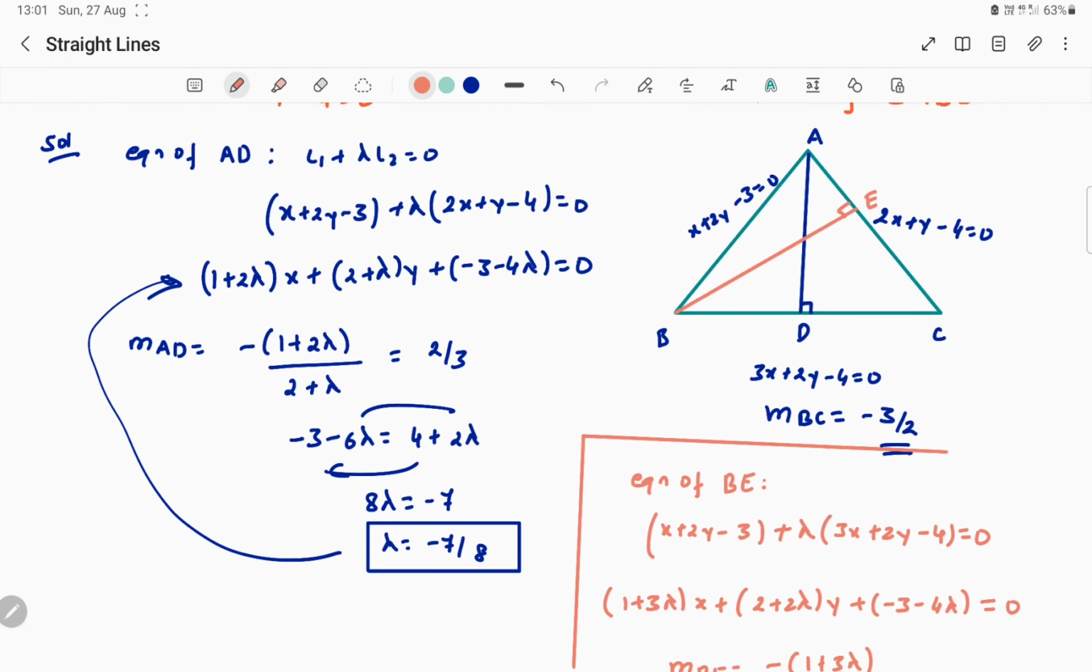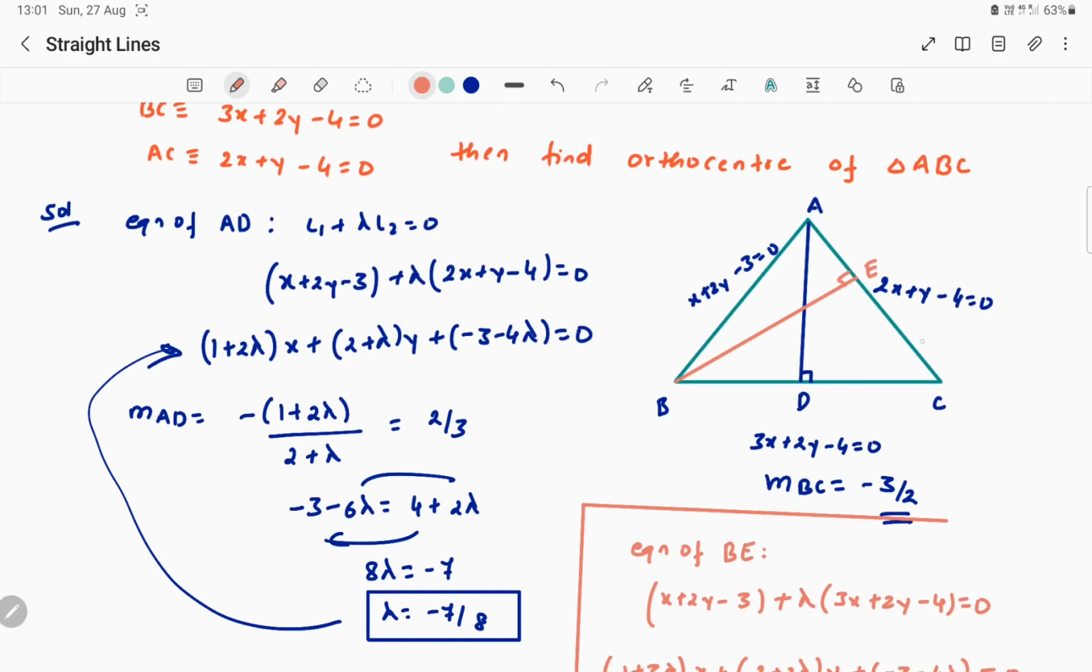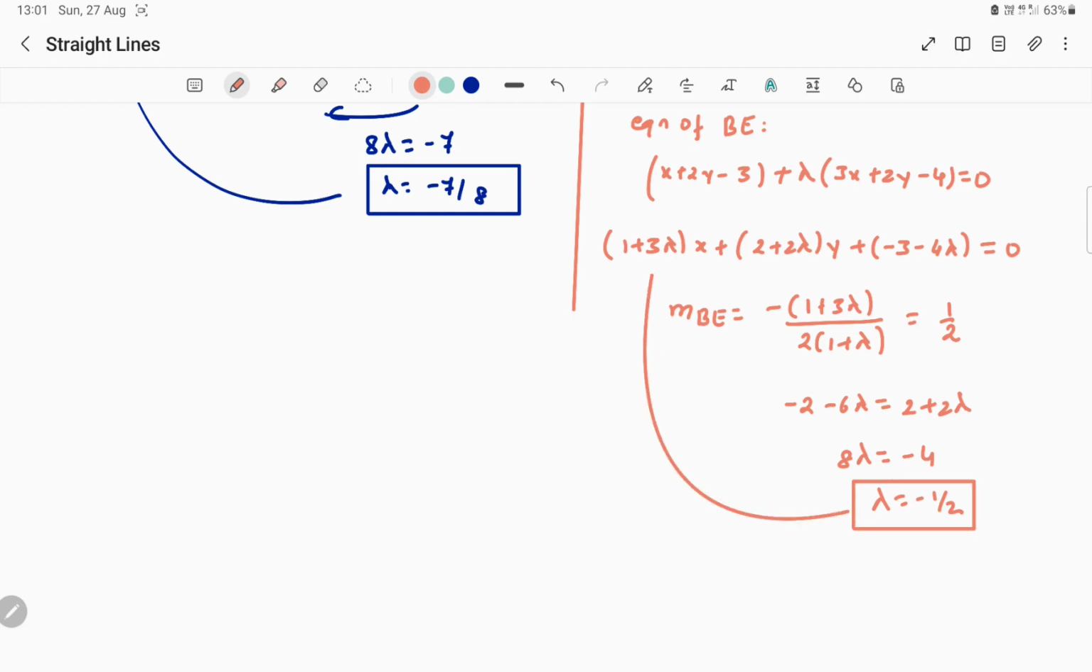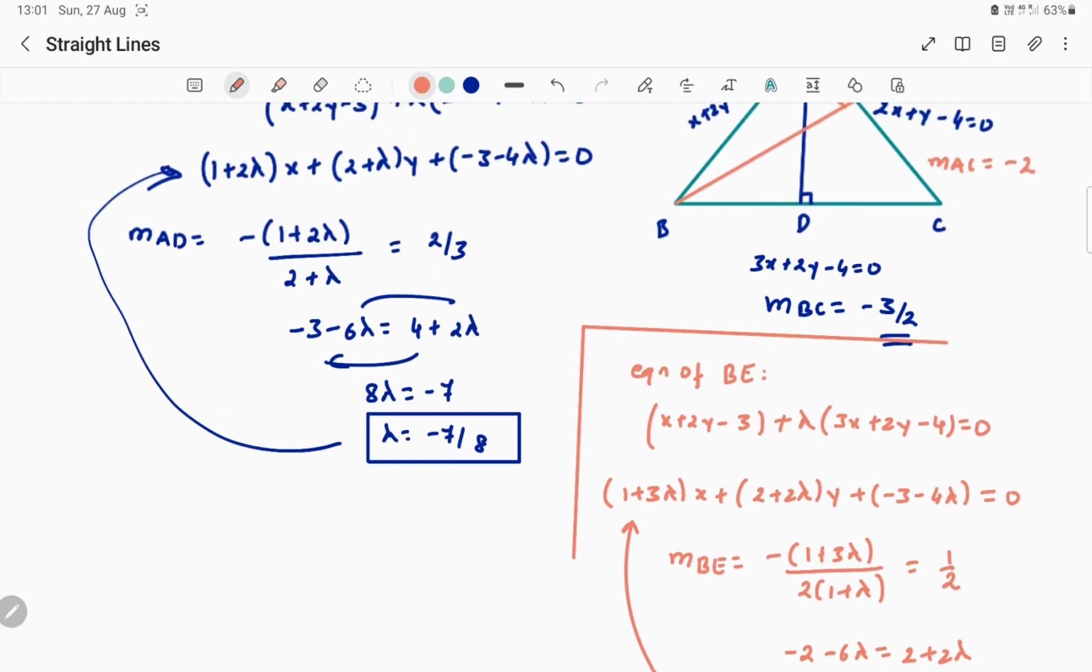Okay, now also what is the slope of AC? So I can write here, the slope of AC is minus 2, minus coefficient of x by coefficient of y. So if the slope of AC is minus 2, what is the slope of BE? It is going to be 1 by 2. So when you do the cross multiplication, you got minus 2 minus 6 lambda is equal to 2 plus 2 lambda. So bring this side, we got 8 lambda is equal to minus 4. So we got lambda is equal to minus 1 by 2. Is it okay? Now this lambda value again you substitute in this equation. So you got the equation of BE.